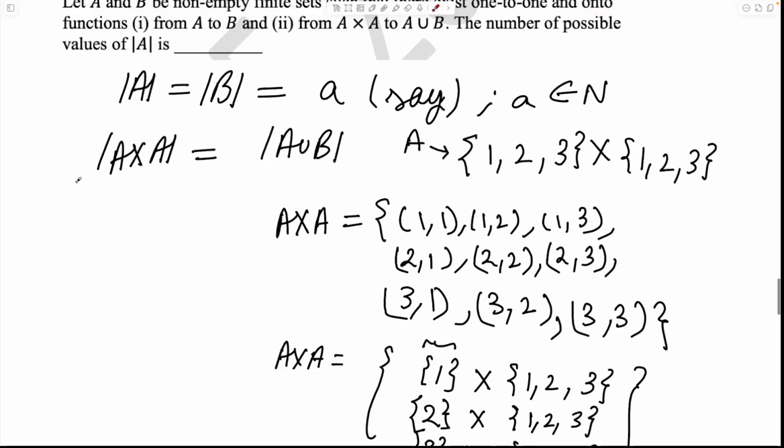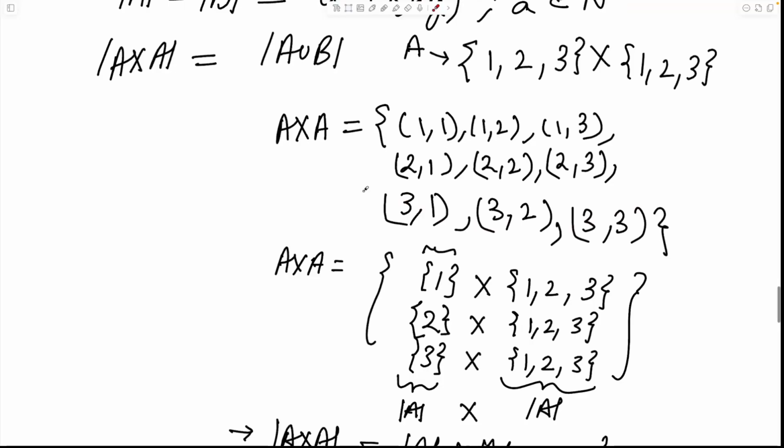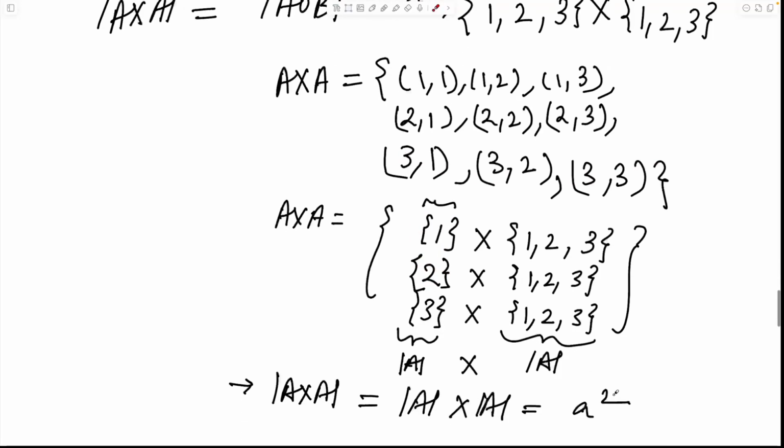Then once you have found the concept, I have just represented over here the result of the Cartesian product that is being taken for A being equal to 1, 2 and 3, right? This is the result of the Cartesian product. This can also be visualized to understand why this is giving us A square in the end.